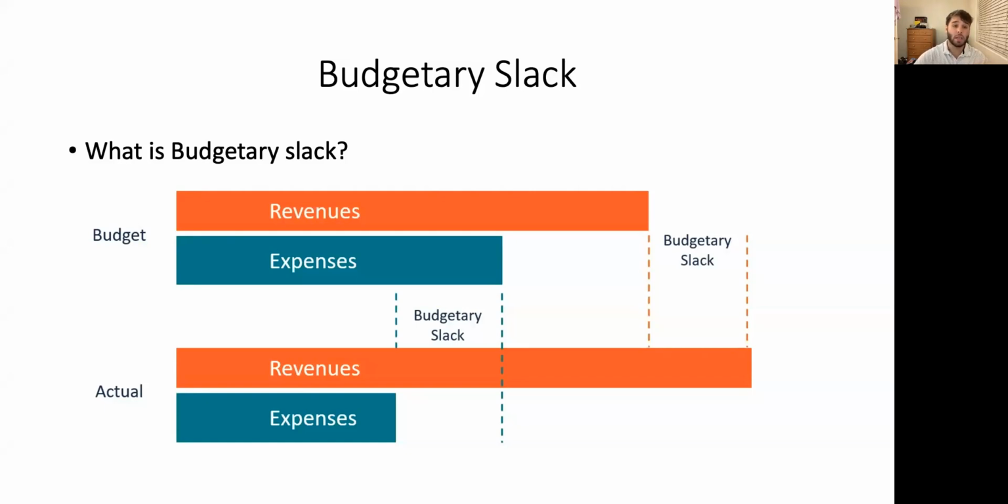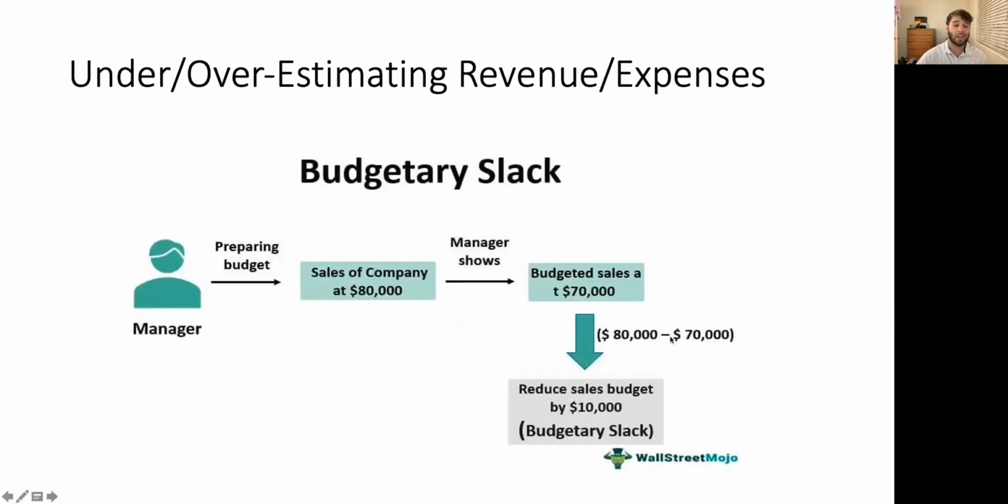So to explain this a little bit more, let's look at revenue. A manager will prepare the budget, and the sales of the company will be estimated to be $80,000. Instead, the manager on the budget shows $70,000 worth of sales or revenue coming in. And that difference between the 80,000 and 70,000 creates that budgetary slack. That $10,000 is where they give a cushion.